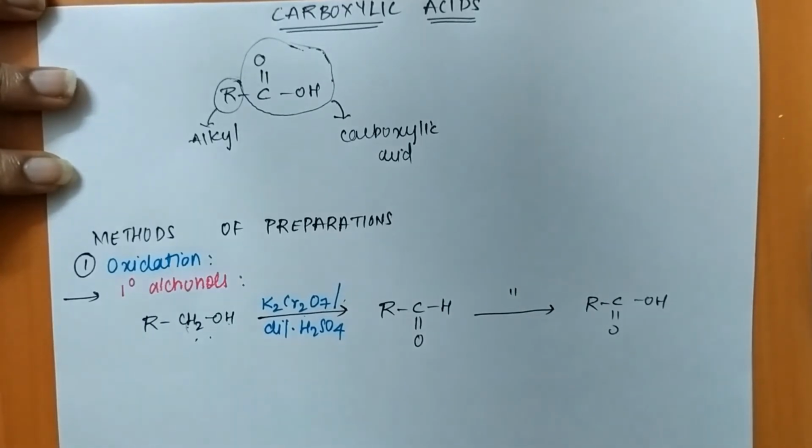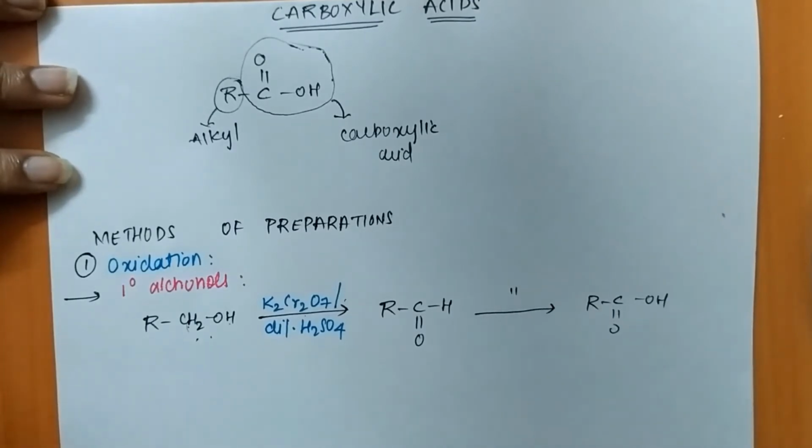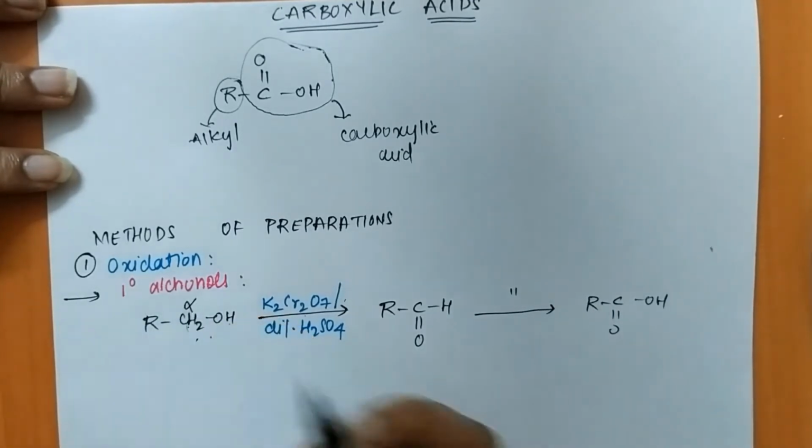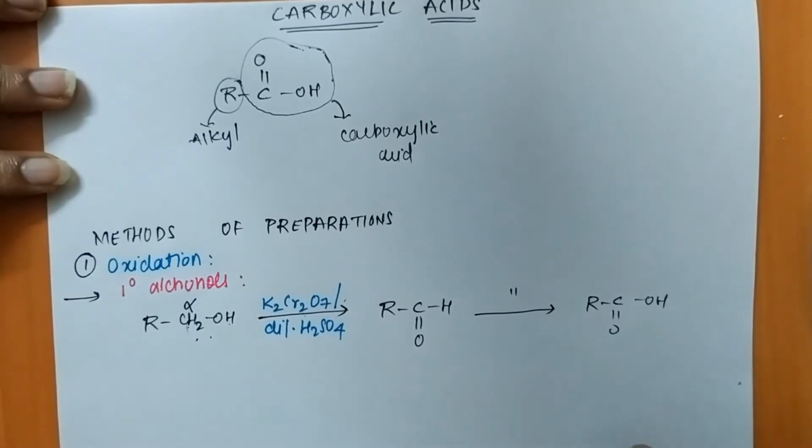There is one condition for us to get the carboxylic acid from the primary alcohol: the primary alcohol should always have an alpha hydrogen. This is a very important condition. Alpha hydrogen should be present in the primary alcohols.